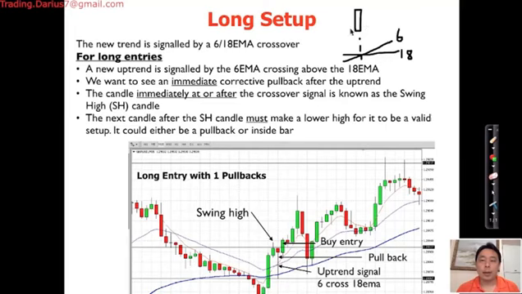So what's a swing high candle? A swing high candle is a candle that makes the highest high relative to all the previous days' candles, right? This is known as a swing high candle that must come right at the cross or right after the cross. So in other words, if it crosses here, this could be the swing high candle, or this could be the swing high candle, right? Because it comes right after the 6 crossing above the 18. Does that make sense? So again, let me mark it as a swing high candle.